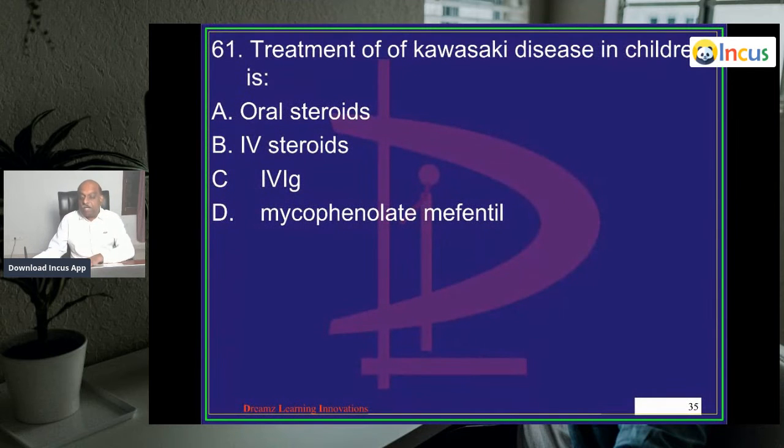So how do you treat Kawasaki disease, doctor? IV immunoglobulin. There is not much of a role for steroids.